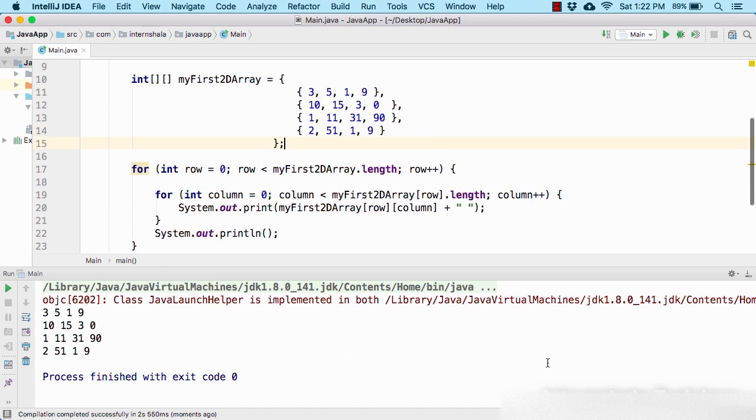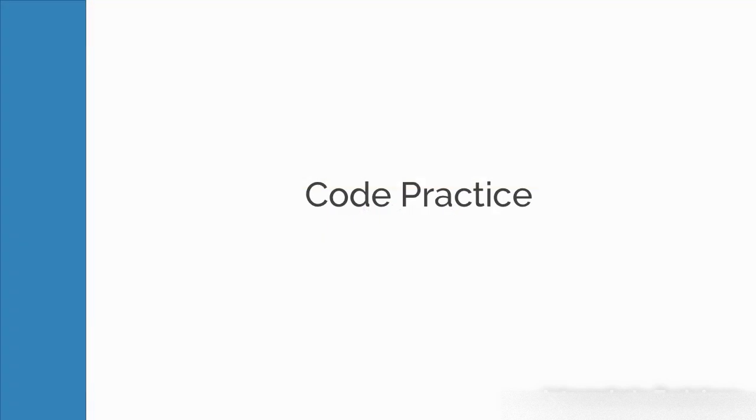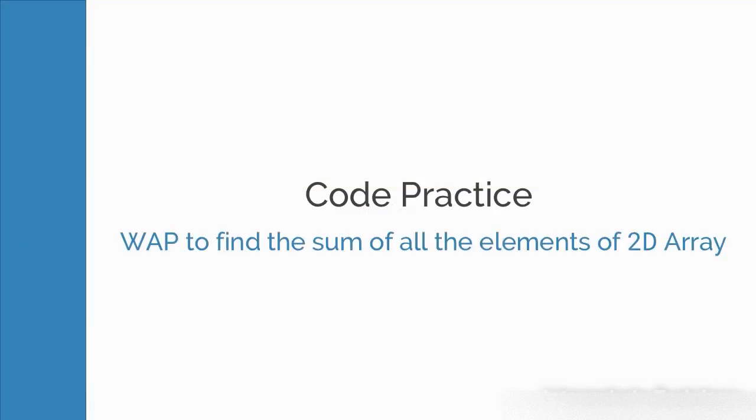Now I will give you a very small assignment. Right after this video, you will get the code practice. In the coding exercise, you have to write a program to find the sum of all the elements of the 2D array that we just created inside our IntelliJ IDE. So go ahead, modify the code and find the sum of all the elements.